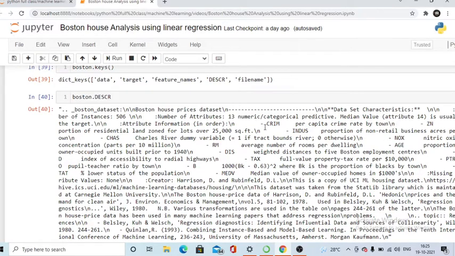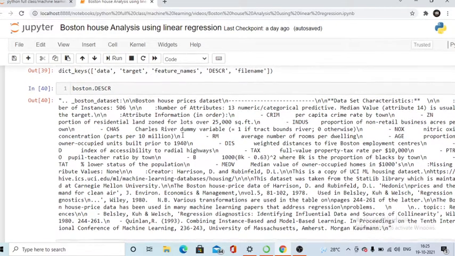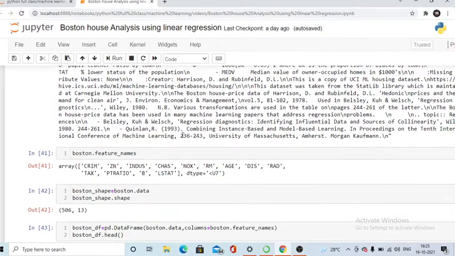And the full form in here is written like CRIM, the per capita crime rate. ZN is the proportion of residential land zoned for lots over 25,000 square feet. So you have to go through that.